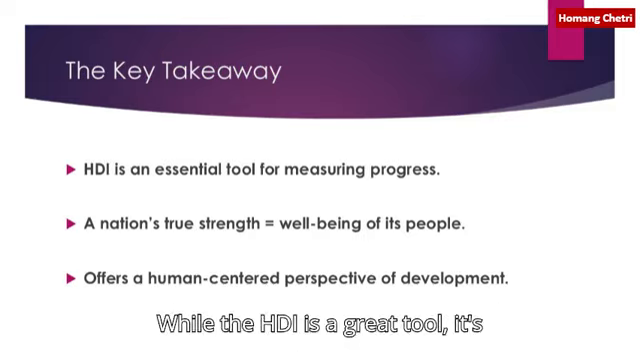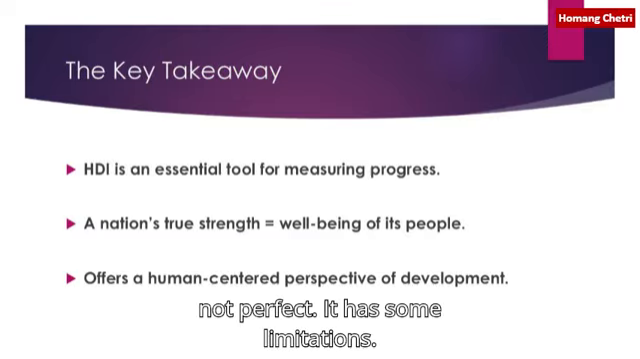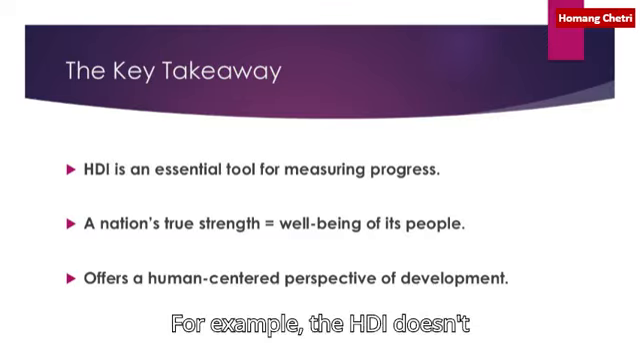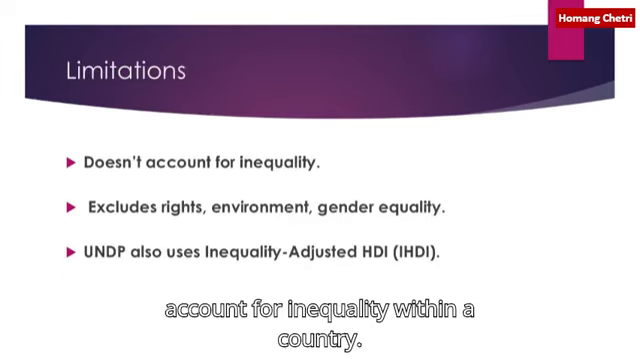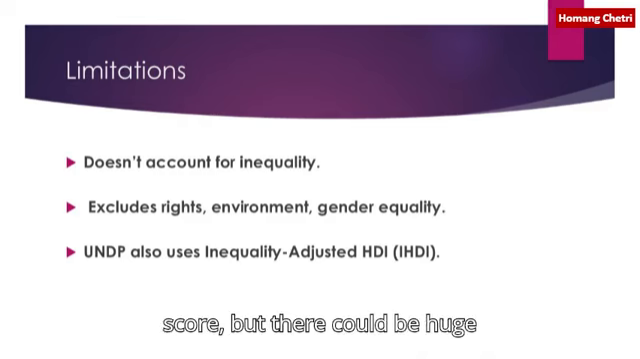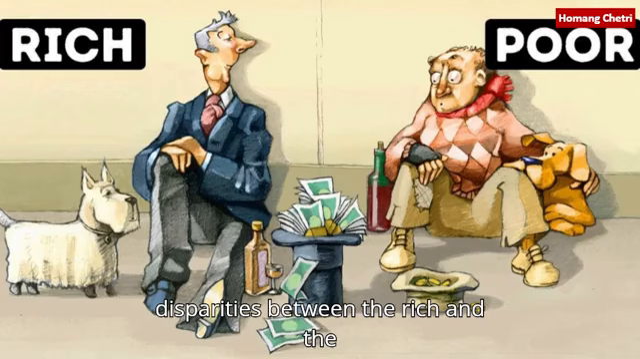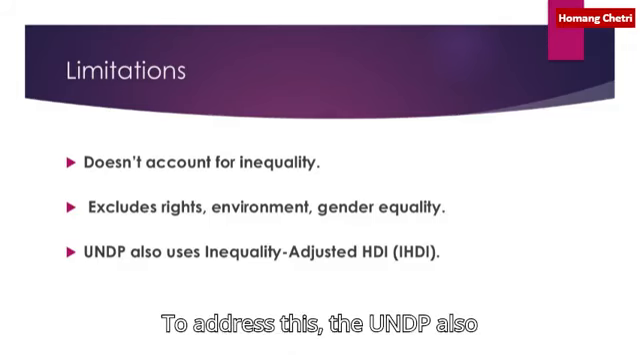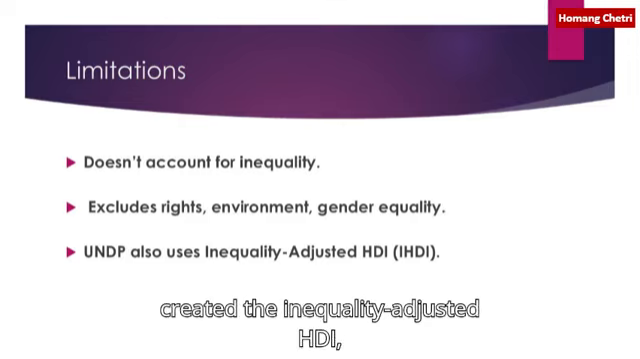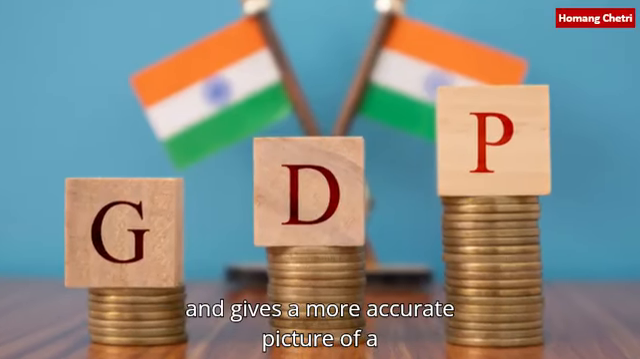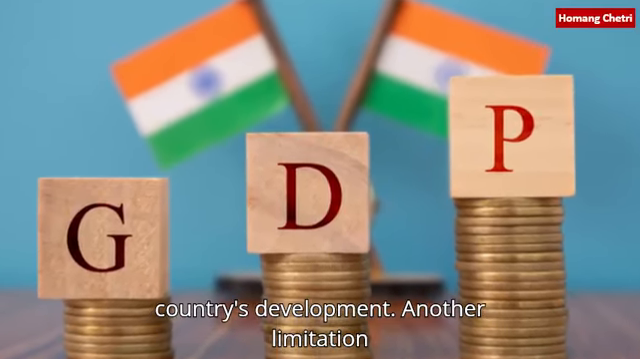While the HDI is a great tool, it's not perfect. It has some limitations. For example, the HDI doesn't account for inequality within a country. A country might have a high average score, but there could be huge disparities between the rich and the poor, or between urban and rural areas. To address this, the UNDP also created the Inequality Adjusted HDI, IHDI, which accounts for these disparities and gives a more accurate picture of a country's development.